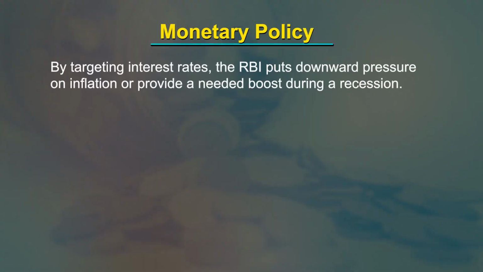Whenever the government or the Reserve Bank of India targets the interest rate, the RBI essentially puts downward pressure on inflation and provides a needed boost during a recession. Why? Because during a recession, the primary target should be to enhance production and generate employment. That can be done by lowering the interest rate. And that should be done. This initiative should definitely be taken by the central bank, and here it is the RBI.